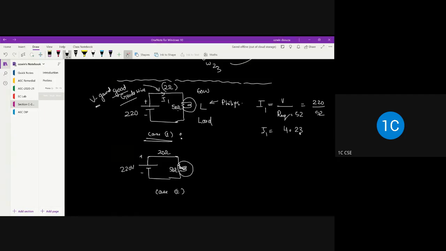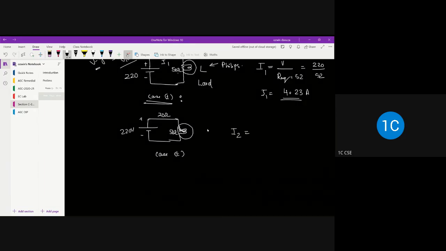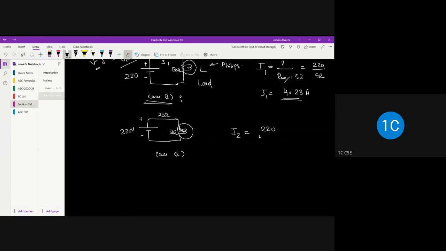It's about 4.23 amperes of current. Okay. On the other hand, in the second case, I2 will be again 220 divided by 70. So 220 divided by 70, that's about 3.14 amperes of current. Okay.